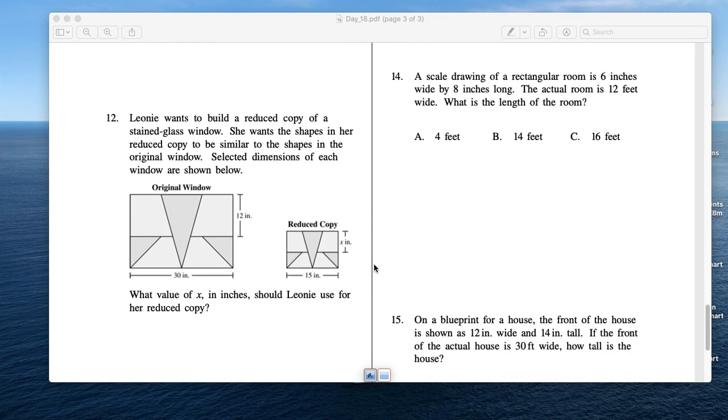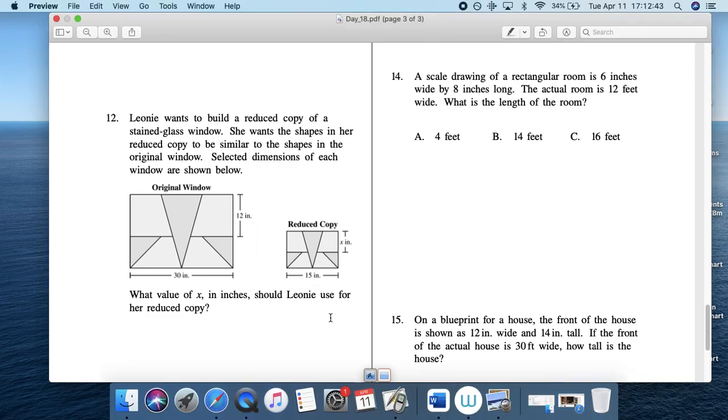She wants to build a reduced copy of a stained glass window. So I guess the original is on the left. She wants the shape in her reduced copy to be similar, right? So proportional. Selected dimensions of the windows are shown. What value of x in inches should Leon use for her reduced copy?